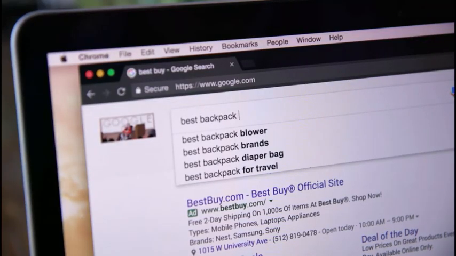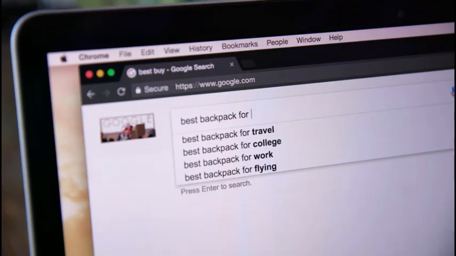Here's how it works. Let's say that you sell backpacks and you want to know what buckets exist in the backpack market. Simply type in best backpack for and let Google fill in the rest. Take a look at what Google's autofill feature tells us. It tells us that the top 4 buckets in this market are travel, college, work, and flying.